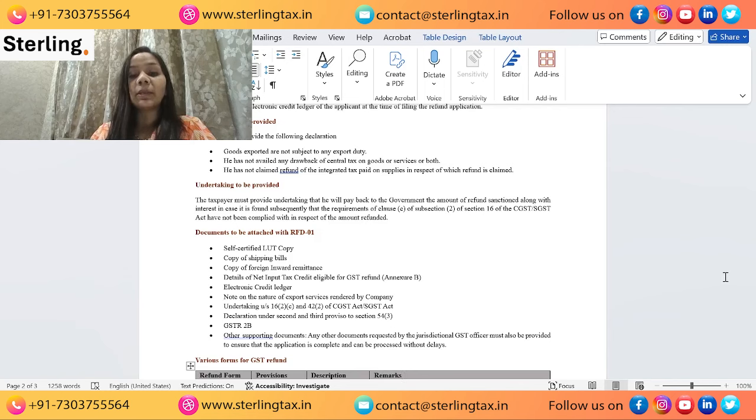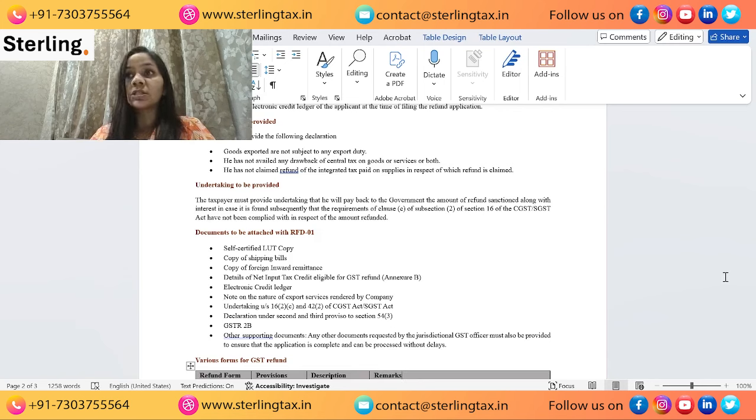Before furnishing the application for GST refund, everybody should be ready with all kinds of documentation that the officer may ask for at any point of time later on. Although these are not required to be furnished at the time of filing a refund application, later on we may need to provide them to the department also. And one more thing: the time limit for the department to process the refund application is 16 days.